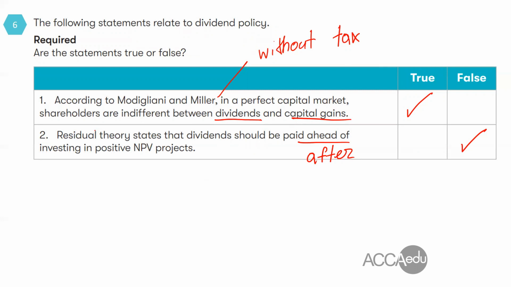And secondly, residual theory states that dividends should be paid ahead of investing in positive NPVs. No. Residual theory means the remainder theory. Firstly, we invest in positive NPV projects, and then what's left, if any, we can distribute as dividends. So not ahead, but after. So it should be false.